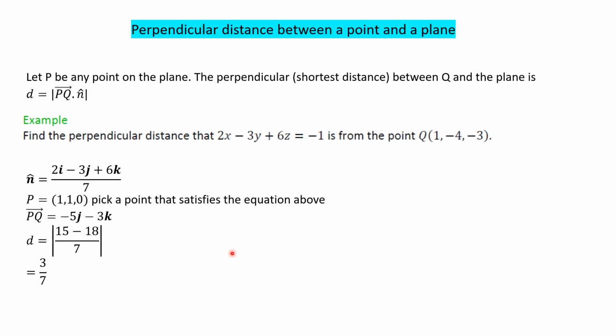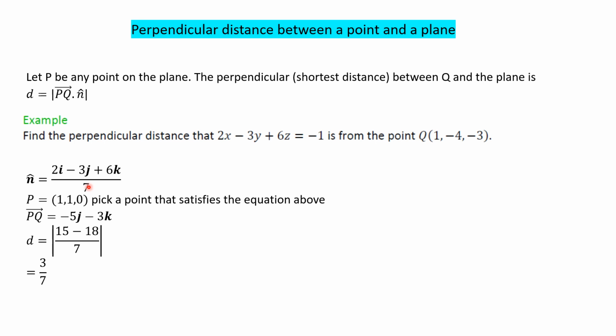So firstly, we need to work out the unit normal vector. Looking at the left hand side here, it can be found by taking the dot product between the position vector xi plus yj plus zk, and the vector n. So the vector n has got to be 2i minus 3j plus 6k, and the magnitude of this vector is 7. So to work out the normal unit vector here, you divide it by the magnitude.